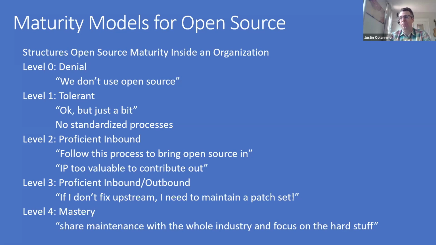And then level 4 is mastery. A lot of companies never get here. We'll see if Microsoft ever does, but the idea is that you're masterful at it. You build in collaboration with everybody the software that you work on, and maybe you have some proprietary bits you put on top in various ways or shapes or forms. But let's focus on the hard stuff, the stuff that customers really care about, and let's share maintenance on the rest.